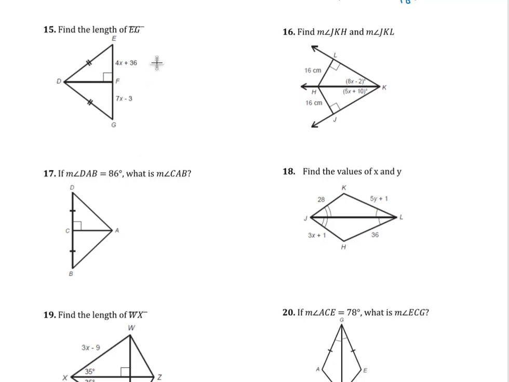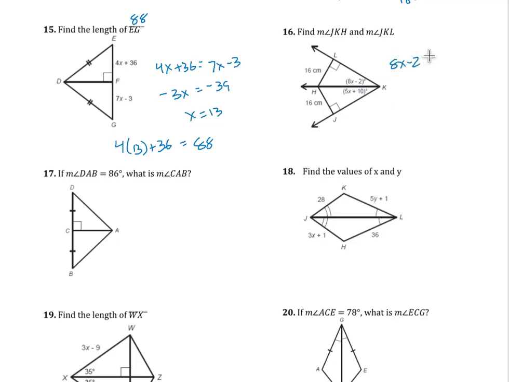Find the length of EG. We set 4x plus 36 equal to 7x minus 3. And we find out that x is equal to 13. So the actual length of EG is going to be twice the length of each one of those midpoint made segments. So 4 times 13 plus 36 gives us 88 for the length of EG.